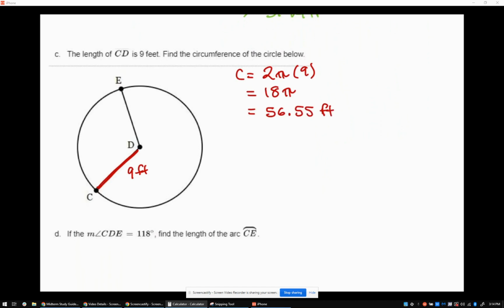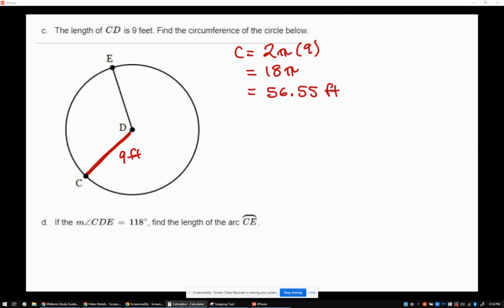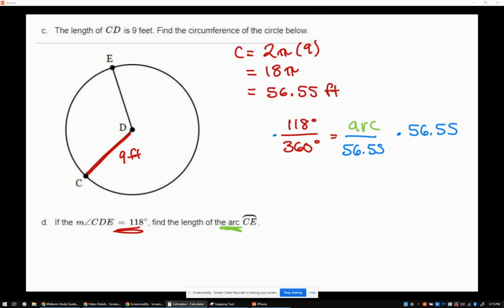Okay, and then we're going to use that to set up our proportion again. So this time we're looking at 118. Okay, that's our part of the circle. So 118 degrees out of 360 degrees is equal to, we're looking at our arc again. That's what we're trying to find out of the entire circumference of the circle, which is 56.55. We'll multiply by 56.55 on both sides.